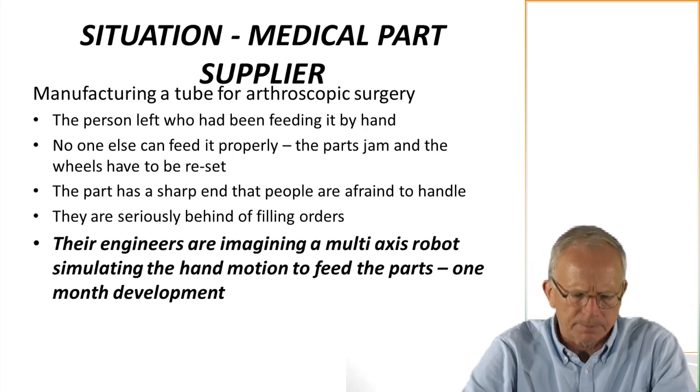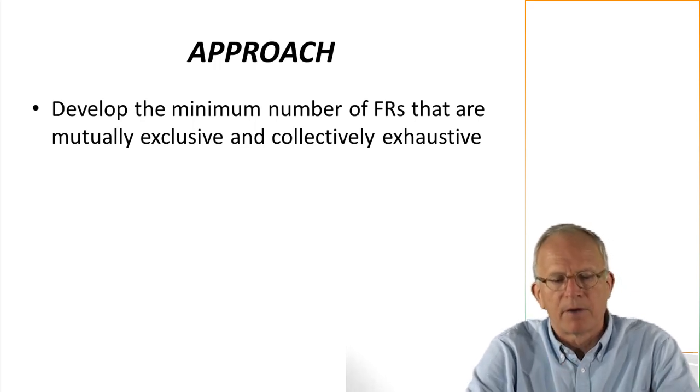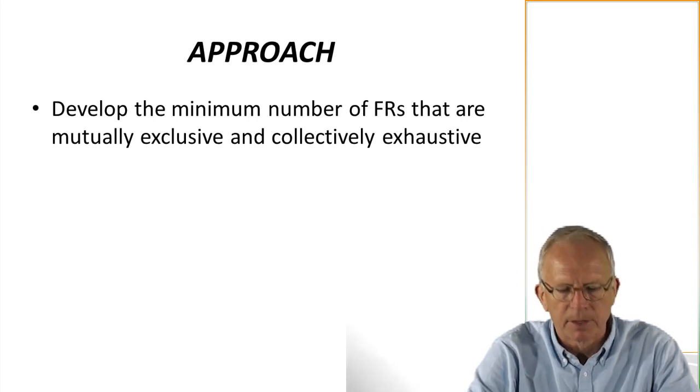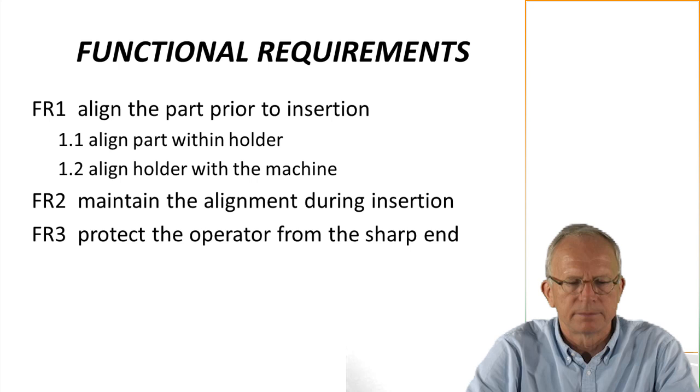So the first step is to develop the minimum number of FRs that are mutually exclusive and collectively exhaustive necessary to solve the problem. See if you can list the FRs and the DPs at the top level. It's kind of an exercise. And so the FR0 is to feed the parts. Now decompose that into first level FRs and see what you might have for the DPs. You might want to turn off the video and try that.